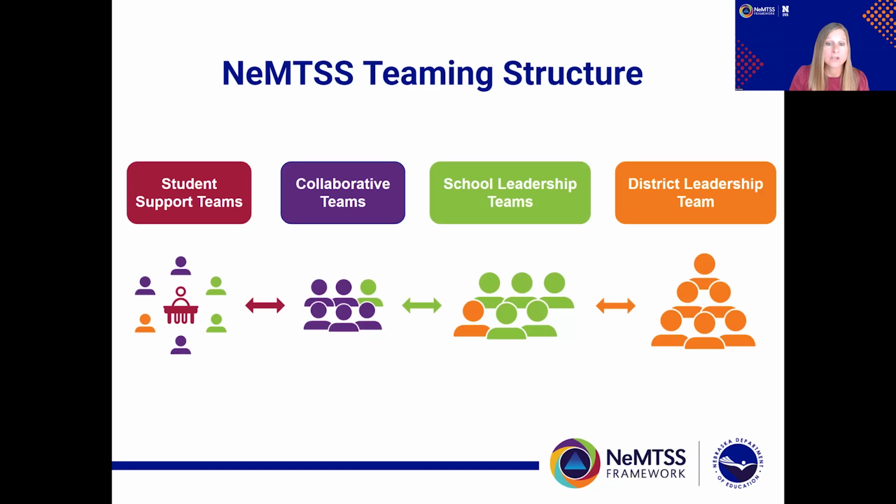Student support teams encourage family and caregiver engagement in identifying intensified supports based on multiple data sources. Collaborative and school leadership teams may benefit from obtaining specific data from family members and/or caregivers to review for school improvement. District teams are encouraged to include family members and caregivers as partners in decision-making at a district level.